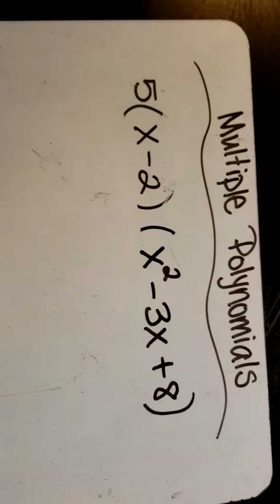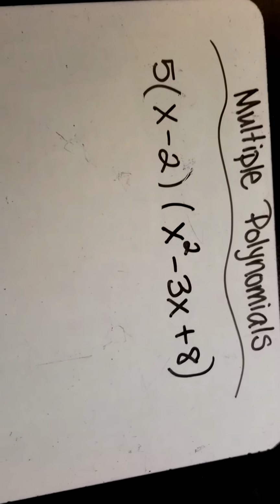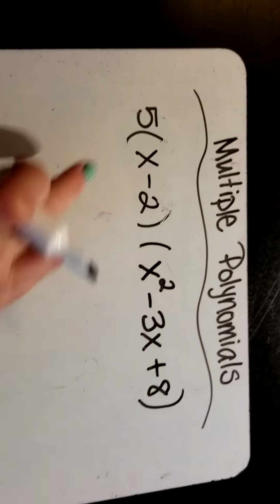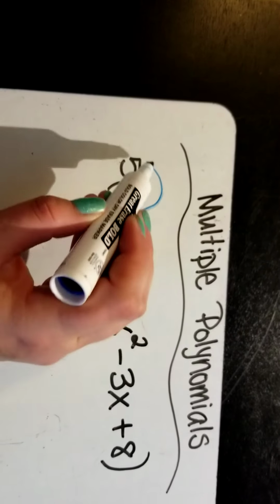I'm here to show you some multiplication of polynomials with some harder problems. And here we go. So we are going to multiply polynomials. The first step, you'll notice this is a little different. We have this 5 out here. And so the first step is that we need to distribute that 5, okay?